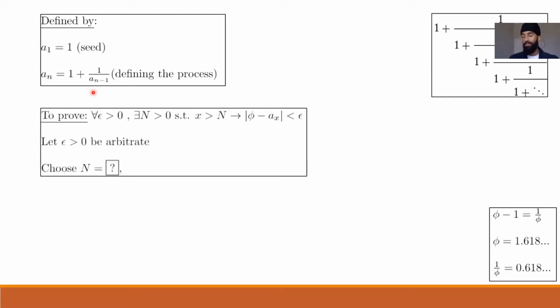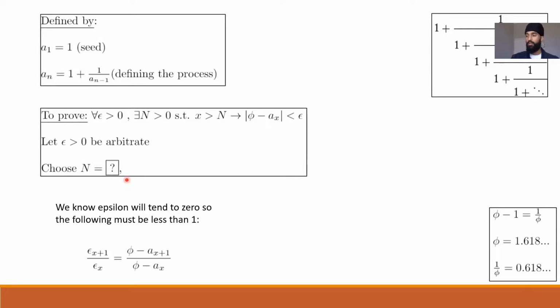What was epsilon delta again? It was, for every epsilon greater than 0, there is an n such that x greater than n implies that the limit minus the x term is less than epsilon. Okay, and then we let epsilon be arbitrary and then choose an n, right? So what is n? I'm not going to give you the n right away because it's going to seem like magic, so let's come up with the n. So we're going to use some of our pre-knowledge to figure this out.